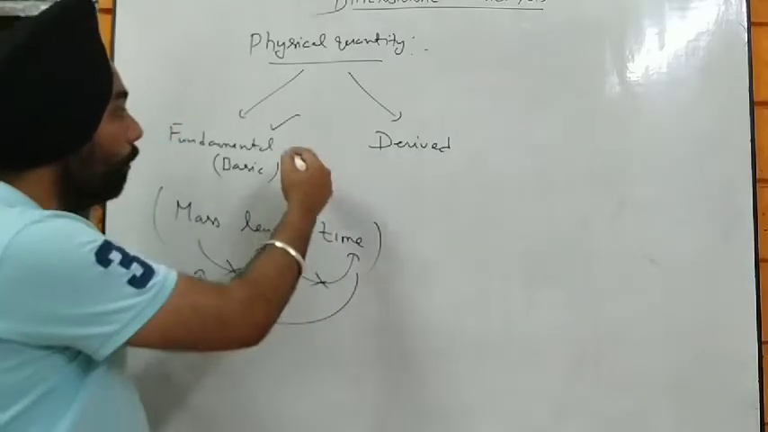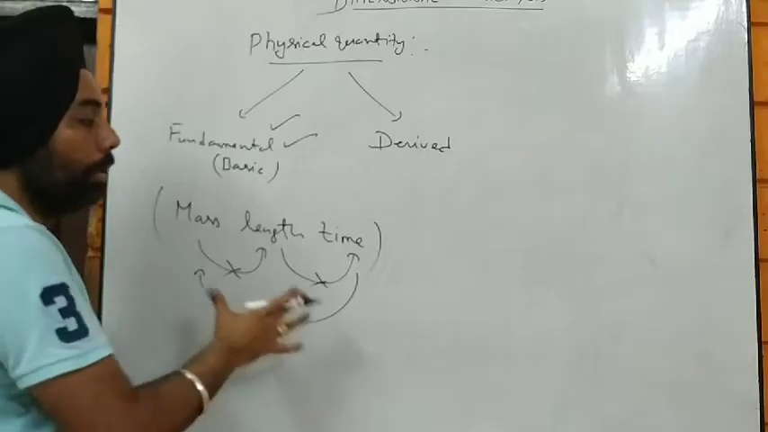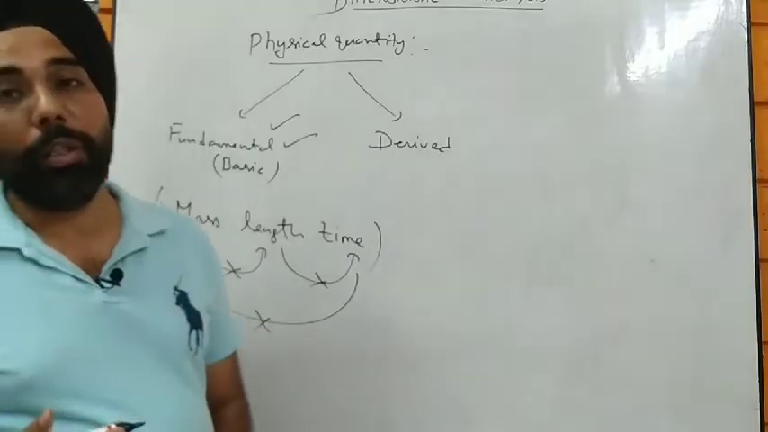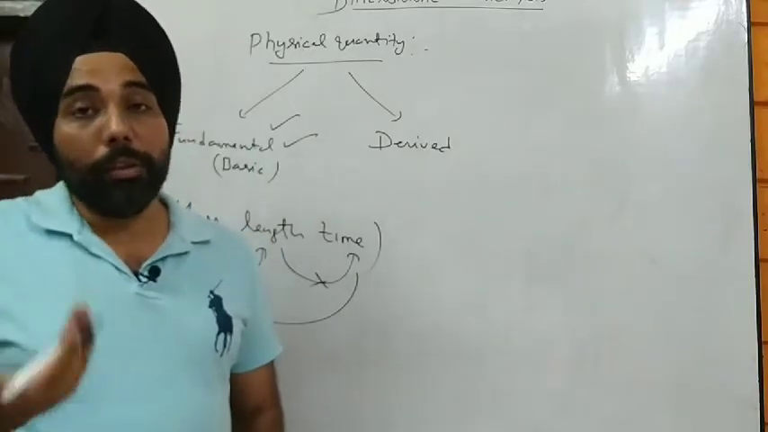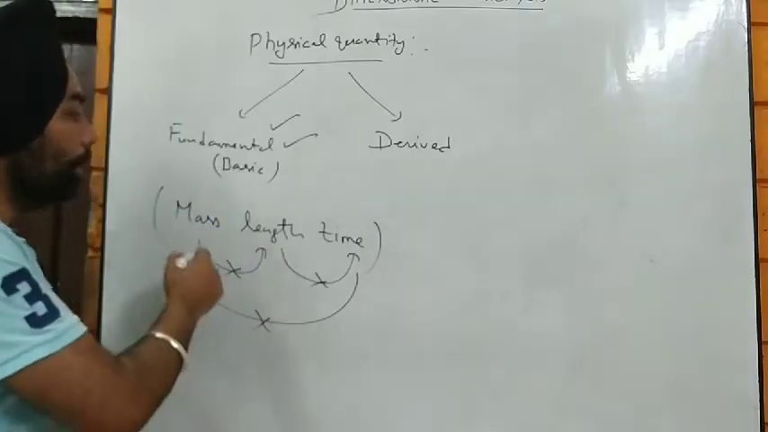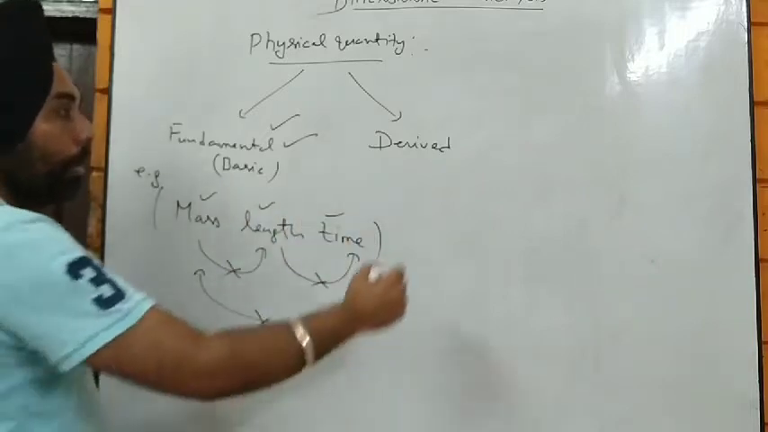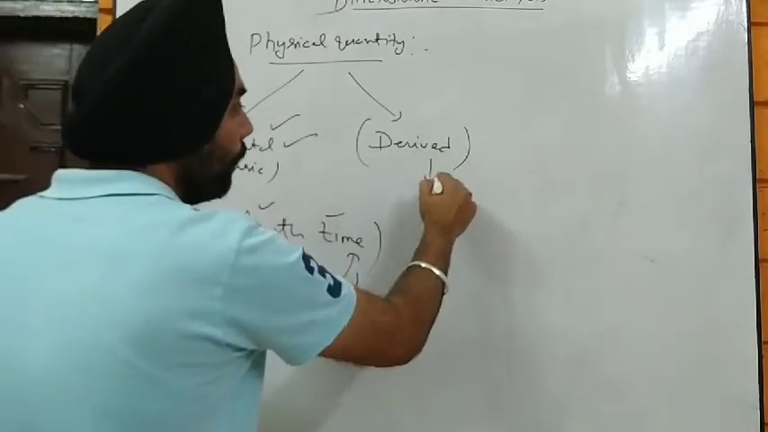So which means all these three quantities are independent from each other. That's why they are called fundamental physical quantities. Any physical quantity which does not depend upon the other quantity is known as fundamental quantities. So the examples are mass, length and time.